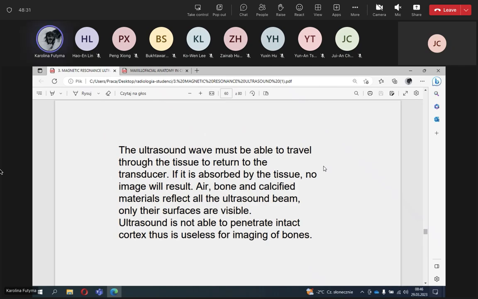The ultrasound wave must be able to travel through the tissue to return to the transducer. If it is absorbed by the tissue, no image will result. Air, bone, and calcified materials reflect all of the ultrasound beam. Only their surfaces are visible. Ultrasound is not able to penetrate intact cortex. This is useless for imaging of bones or other bony structures.